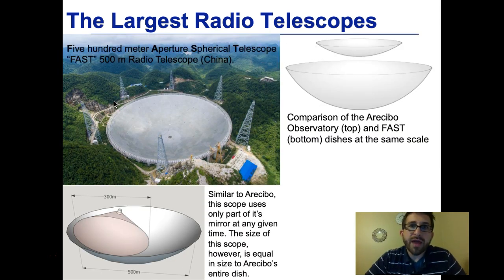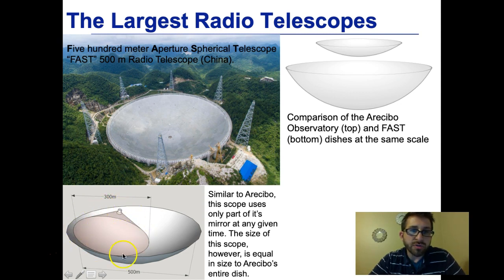So, as I said, the United States, up until recently, held the title for the largest telescope, but China has now passed us. The 500-meter aperture spherical telescope, or FAST, is a 500-meter radio telescope. In comparison to the Arecibo, you can see the major difference in size of FAST versus Arecibo, and each of the partial disks, and this is what I was saying, with Arecibo, it only uses part of the disk.